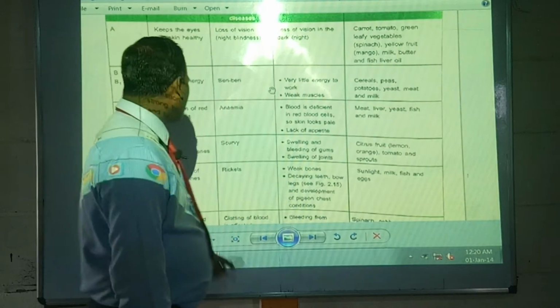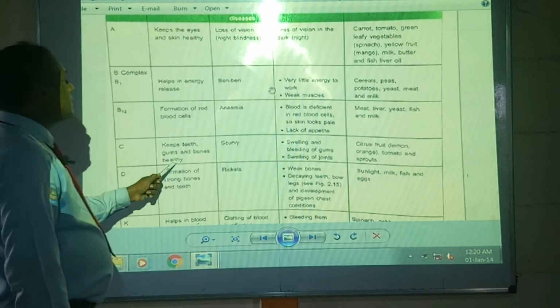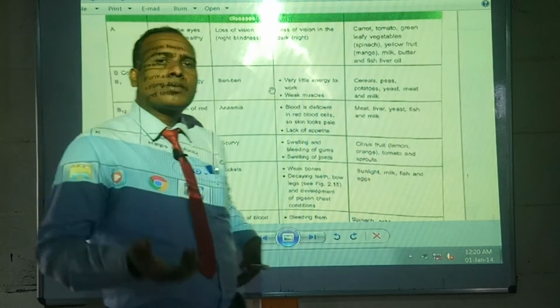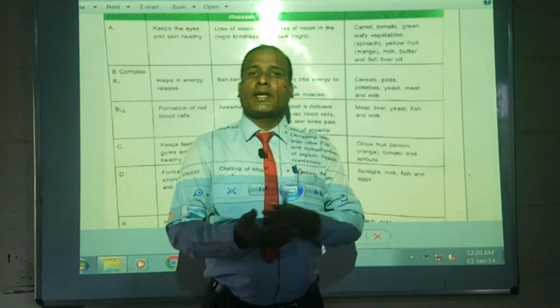Okay students, now we will study vitamin C. It keeps teeth, gums and bones healthy. So what does vitamin C help with? It helps to keep our teeth, our gums and skin healthy.